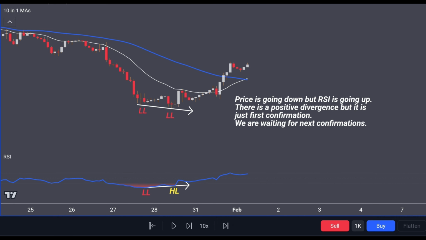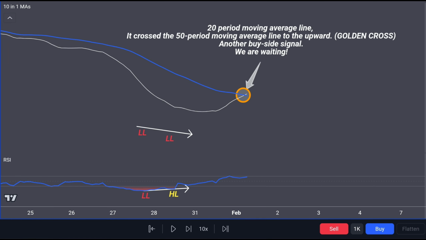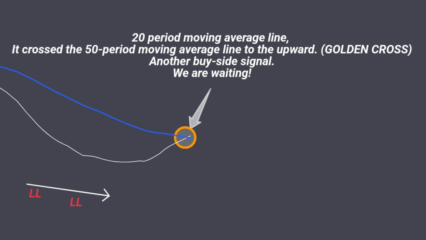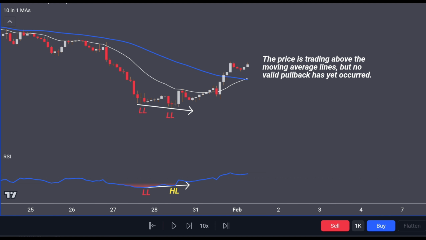This is another example. Price is going down but RSI is going up. There is a positive divergence, but it is just first confirmation. We are waiting for next confirmations. The 20-period moving average line crossed the 50-period moving average line to the upward, another buy-side signal. The price is trading above the moving average lines, but no valid pullback has yet occurred.